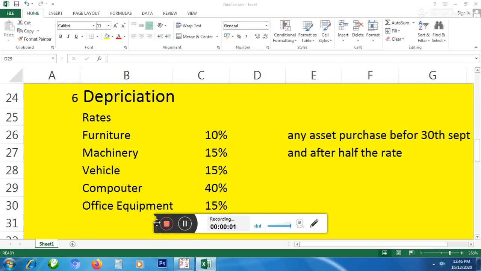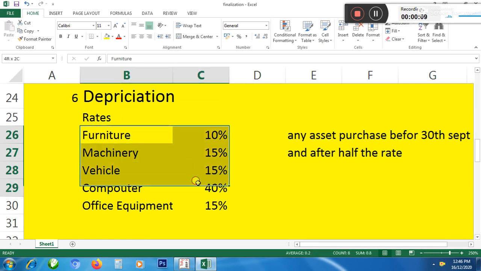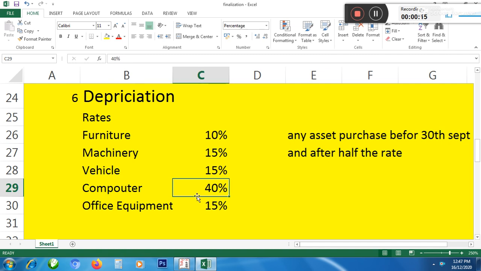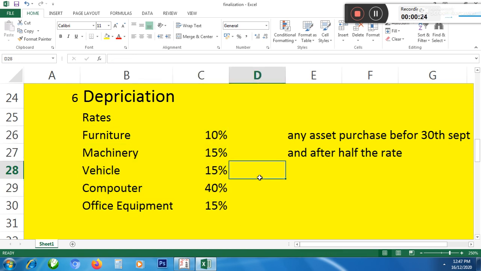A topic which is very important when we finalize the accounts is depreciation on the fixed assets. These are the rates of depreciation. You have to note down these rates. Always: furniture 10%, machinery 15%, vehicle 15%, computer 40%, office equipment 15%. These are the rates of depreciation, but we calculate depreciation at the end of the financial year.